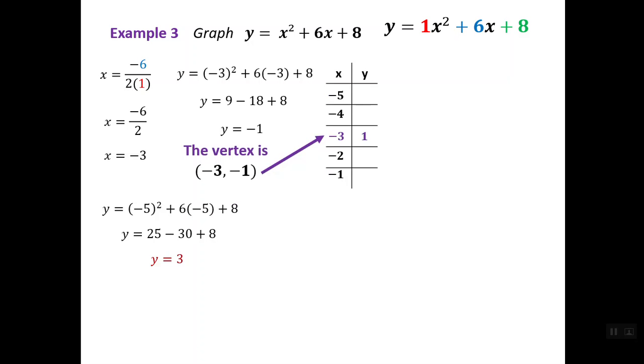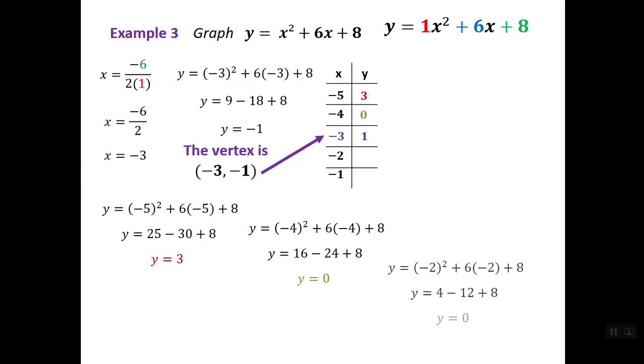I plug in -5 for x, and I do my computation and figure out y is 3, so I can put that one in my table. Then I plug in -4, I do the computation, and I figure out y is 0. I put that in the table. Now go ahead with -2, do that computation, I get y is 0, put that in the table, and I do -1, I get y is 3, and I put that in the table.